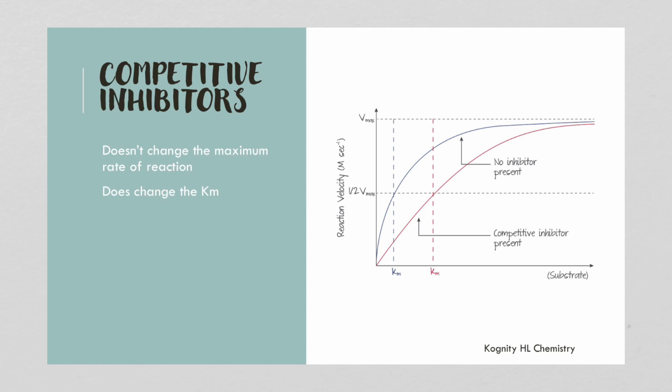So competitive inhibitors, you can see that's the red line here. It doesn't change the maximum rate of reaction, so you eventually can reach that maximum rate. But what it does do is change the Michaelis constant. So it changes the shape of the reaction. So instead of this steady curve like so, it levels off and takes a while to get to the maximum rate.